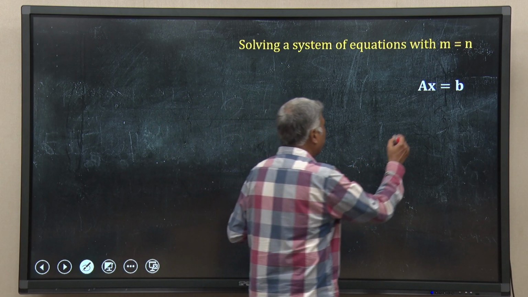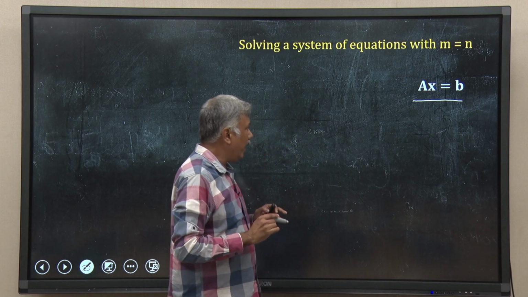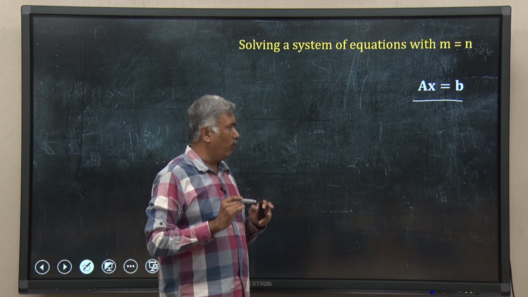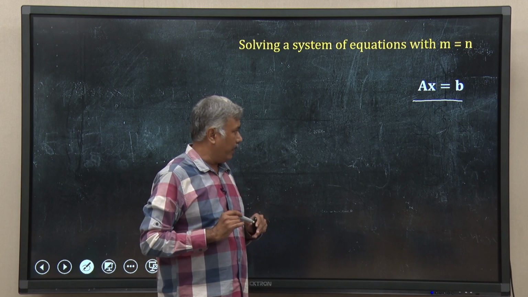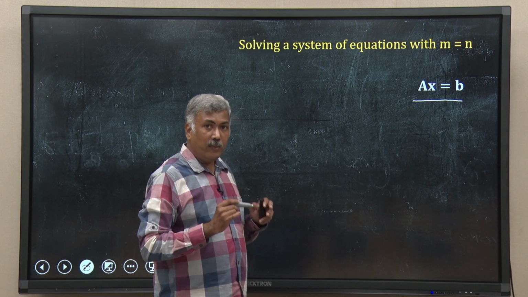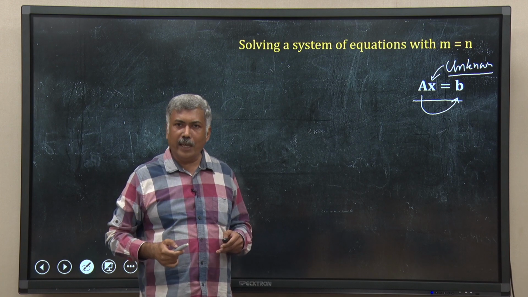So, again I will represent the whole system of equations in matrix notation, A x equal to b. A is the coefficient matrix, x is the variable vector, b is the constant vector. Now, I want to know x. This is my unknown. Won't it be nice if I can simply take A to the other side and divide b by A, I will be left with x on the left hand side.